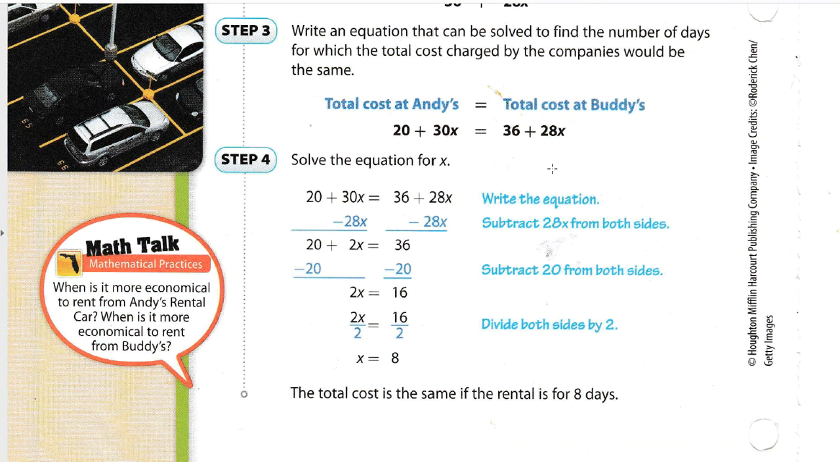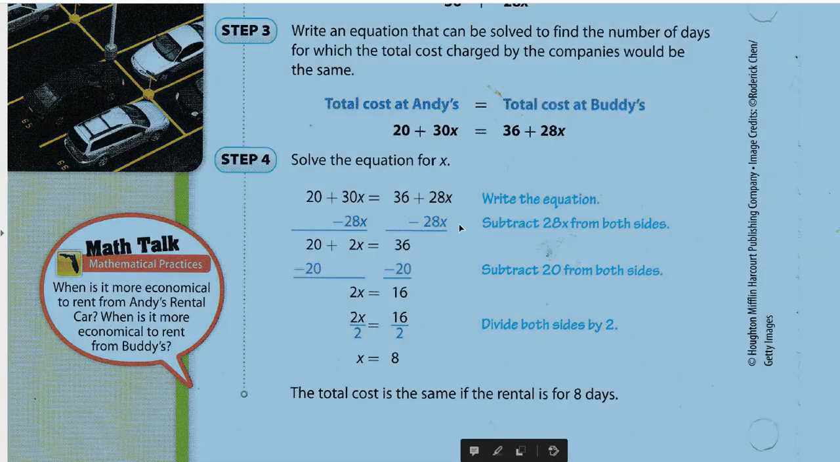And so if I were to try to remove the variable term here from both sides, I basically subtract 28x from both sides. Well, that would leave me with a positive value here, okay? And so the 30 is larger than 28, and we're going to end up with 2x, instead of ending up with, like, negative 2x, all right? So that's what we've done here. 20 plus 30x equals 36 plus 28x. That's our equation right here.